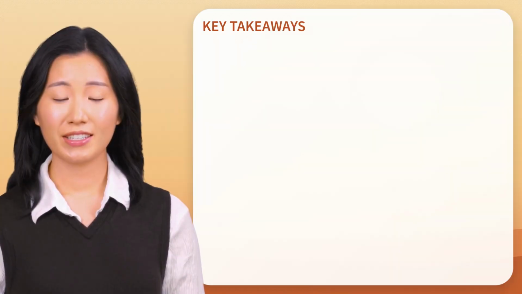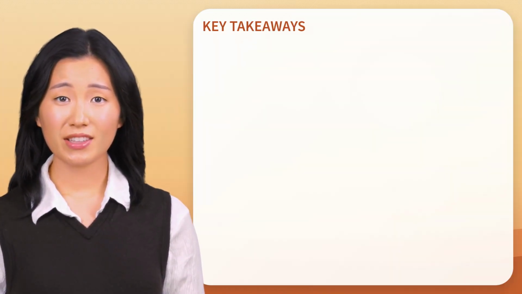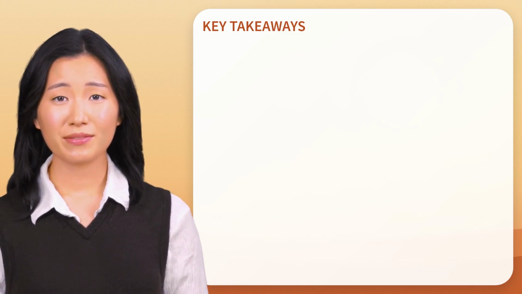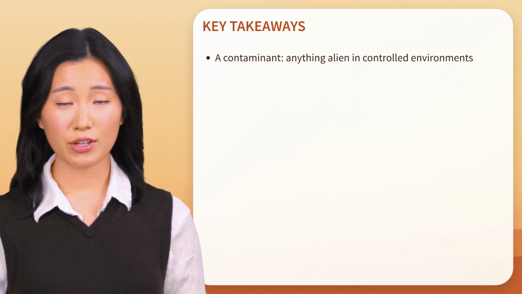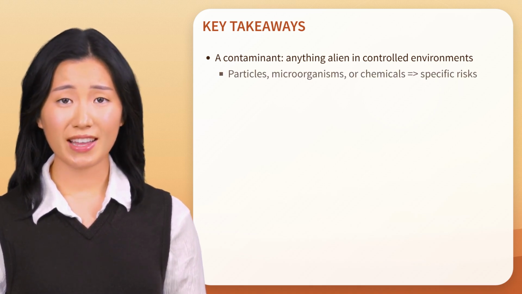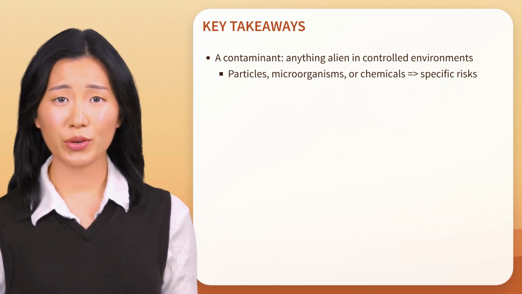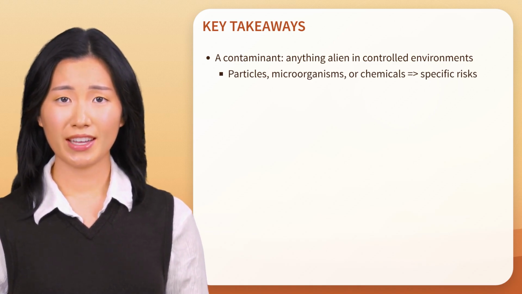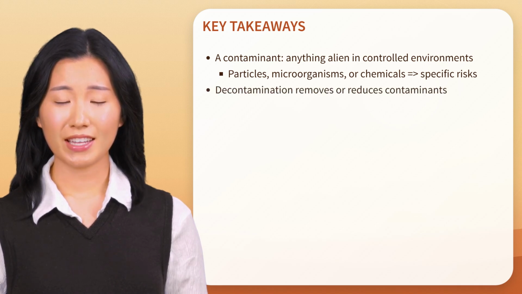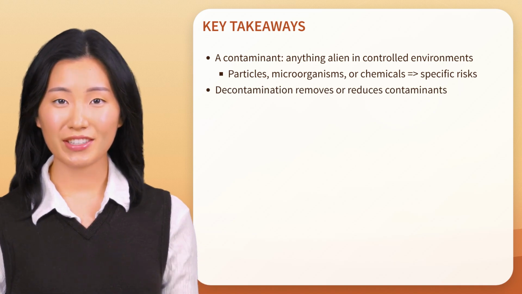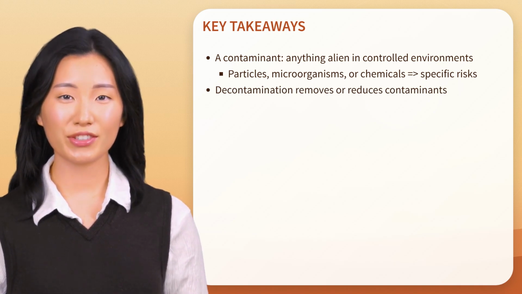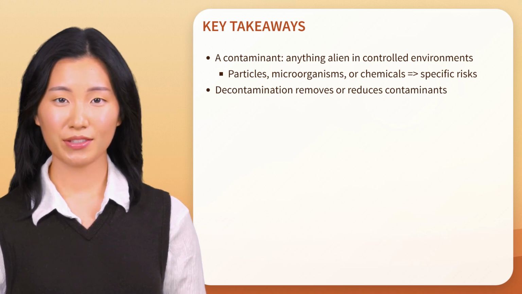We're reaching the end of this video. Let's go over the key points together. A contaminant is anything that doesn't belong in a controlled environment. It can be a particle, a microorganism, or a chemical, each with its own risks. Decontamination is the method used to remove or reduce these contaminants, ensuring surfaces remain clean and controlled.